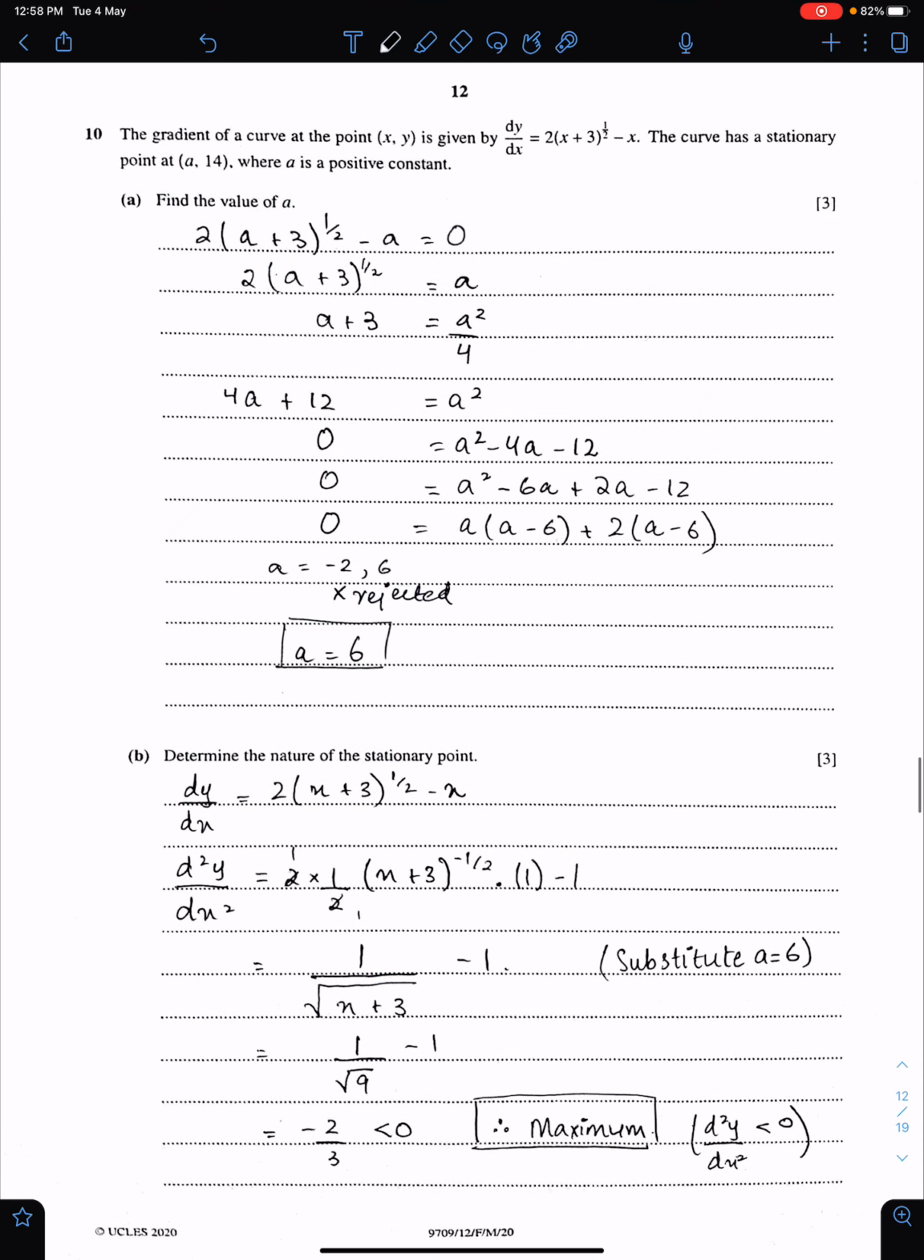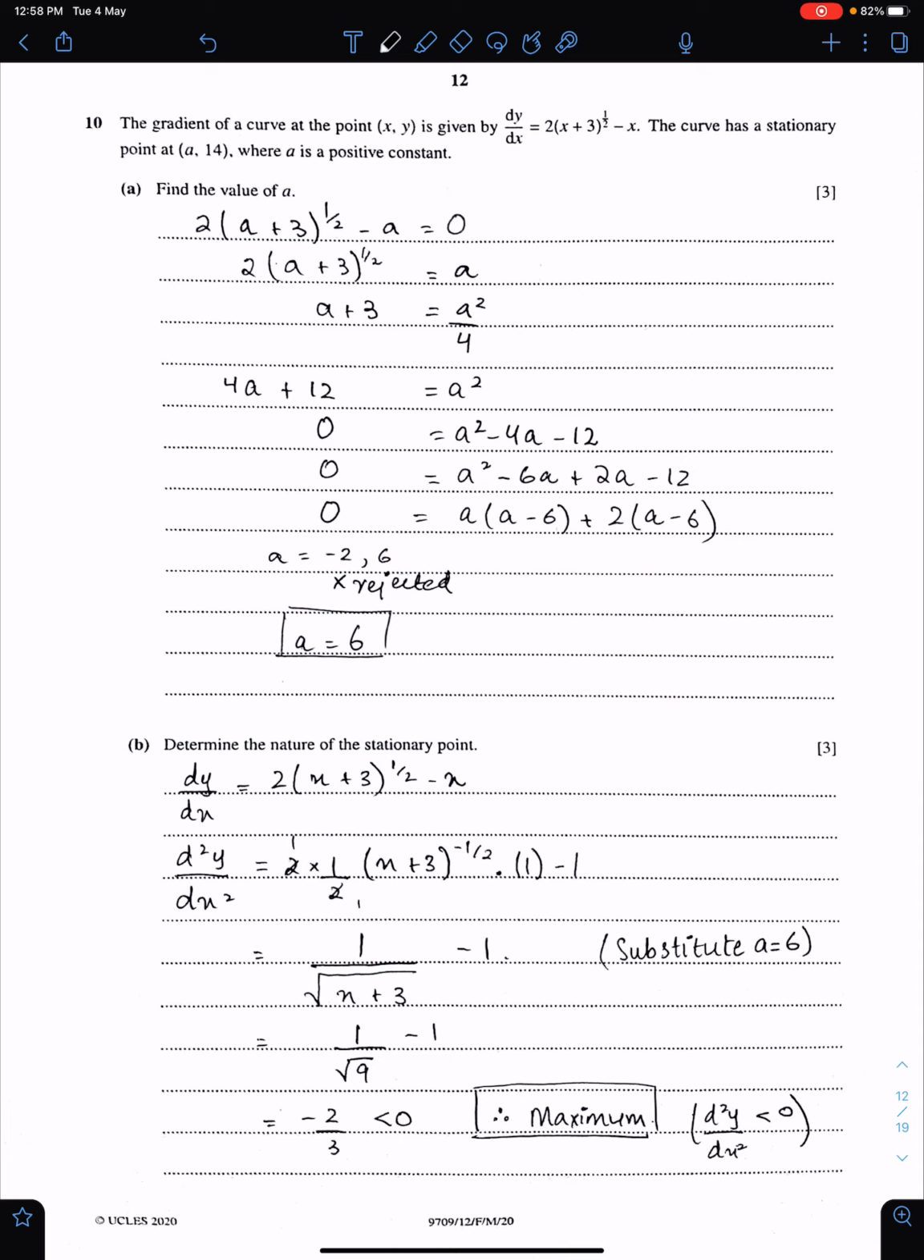The next question, number 10. The gradient of a curve at the point (x, y) is this. The curve has a stationary point at (a, 14), where a is a positive constant. Find the value of a. You just need to equate gradient to 0 at this value of a. So when this is 0, at x equal to a, we have this. By solving this equation, we can get the value of a, positive 6. You just need to ignore negative 2 because a is a positive constant.